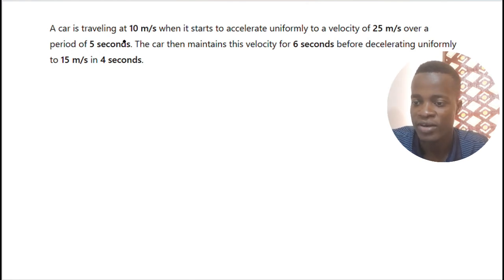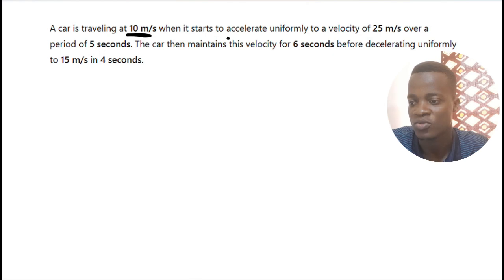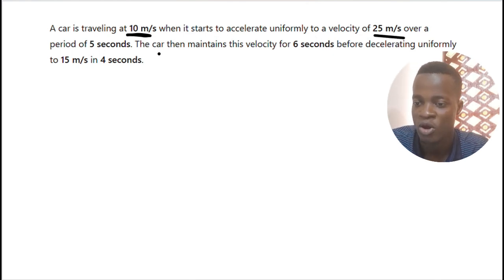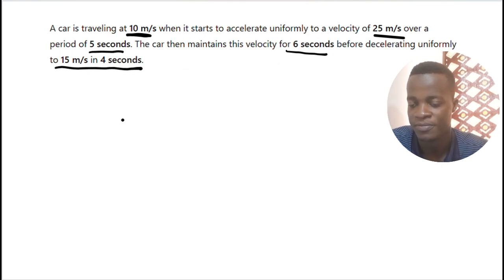A car is traveling at 10 meters per second when it starts to accelerate uniformly to a velocity of 25 meters per second over a period of 5 seconds. The car then maintains this velocity for 6 seconds before decelerating uniformly to 15 meters per second in 4 seconds.